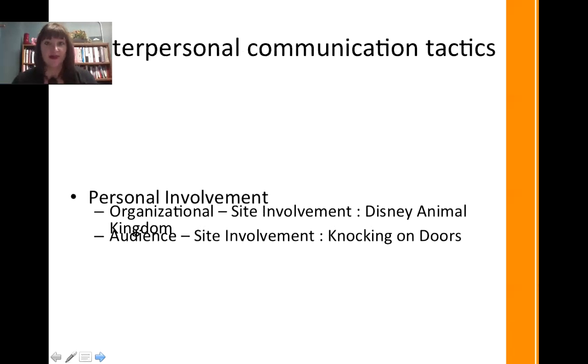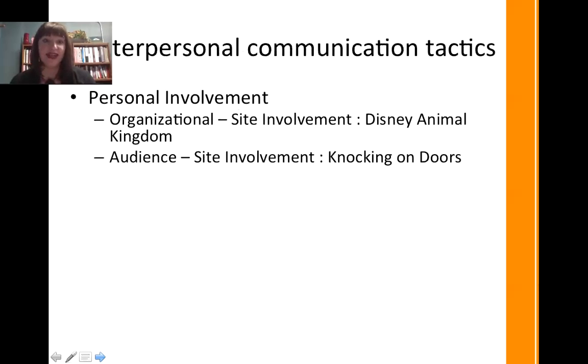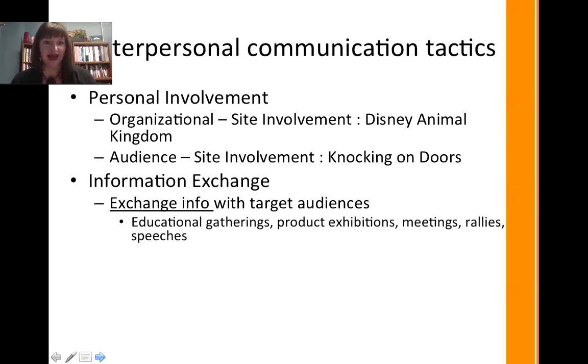So a few more about communication tactics: personal involvement, organizational or site involvement. You can think of Disney's Animal Kingdom brings people there. They really get involved in the process of being a part of nature and being a part of a community. And then hopefully they move forward and take that back. Knocking on doors is another way of site involvement, just going to see people. And again, maybe it's not as literal as knocking on doors with our extension agent, but it's the same kind of concept.